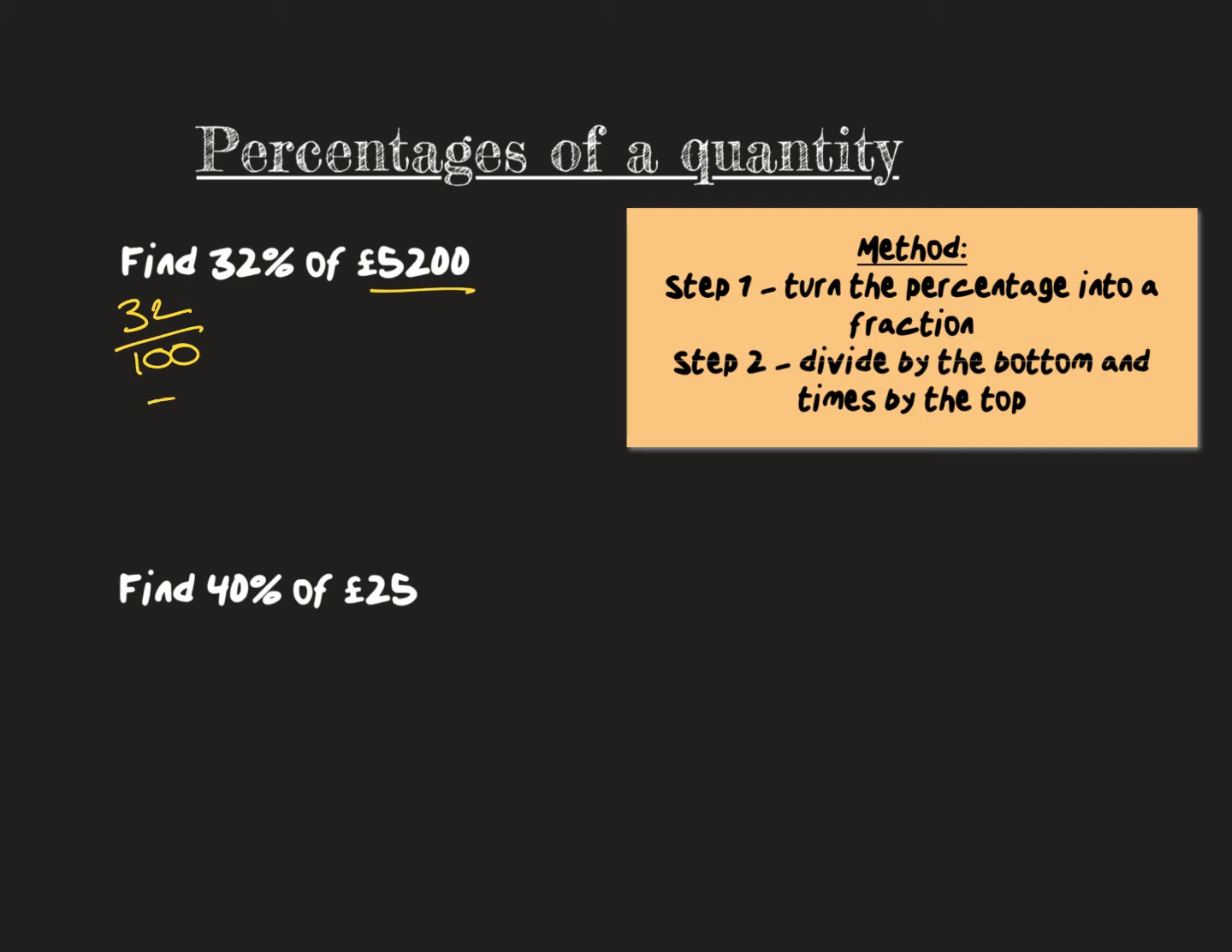So 5,200 divided by 100, which is simple. We just take our 2 zeros off, so that's 52. And then I'm going to multiply by the top. So I'm going to do 32 multiplied by 52, because 32 is the top of my fraction, to find out what 32% is. Now, you might need to work that out as a long multiplication. If this was part of a calculator assessment, obviously you could do that in the calculator, but if it's not, you're going to have to use this method to work it out.